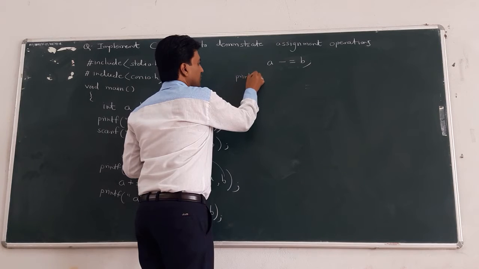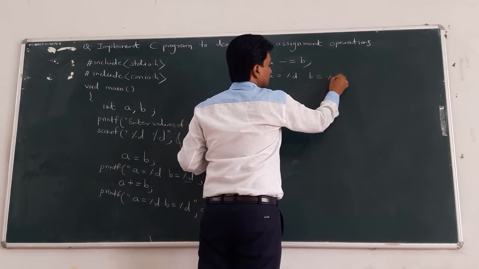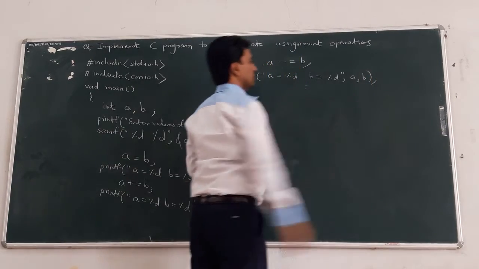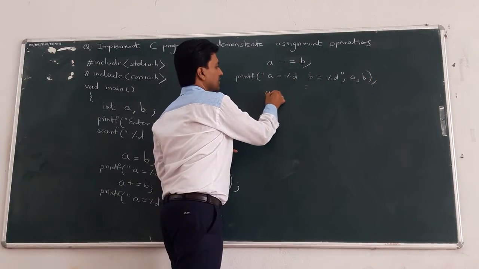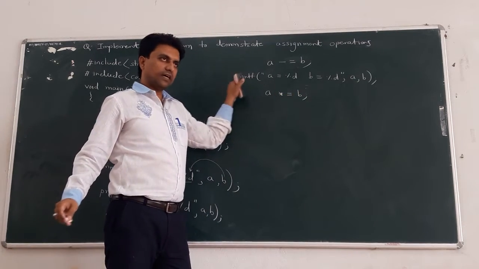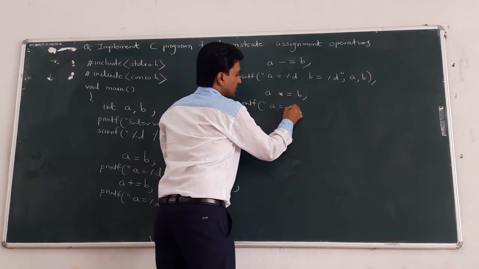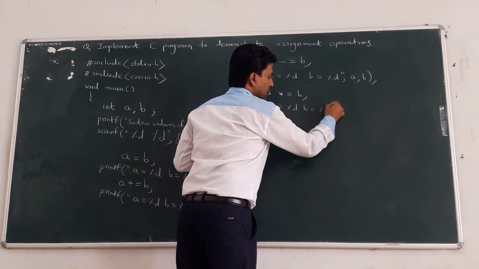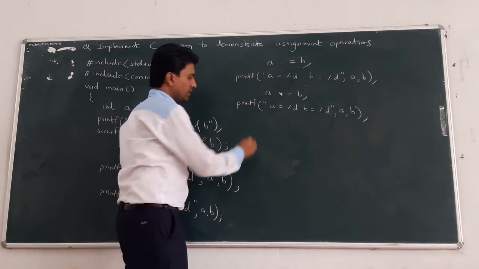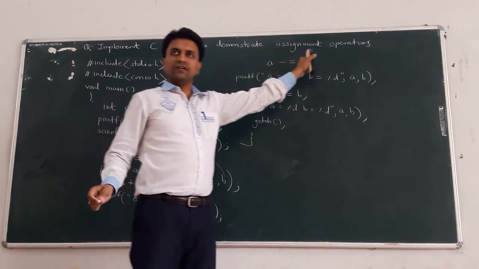After that, print the values of A and B. Print A is equal to percentage D, B is equal to percentage D, double quotes complete, comma, A, comma, B. Next, A multiply equal to B, that is an assignment operator, and again print the values of A and B, that is printf A is equal to percentage D, B is equal to percentage D, double quotes complete, comma, A, comma, B. Similarly, division operator, and the last one is the getch statement. That means demonstration of assignment operator.